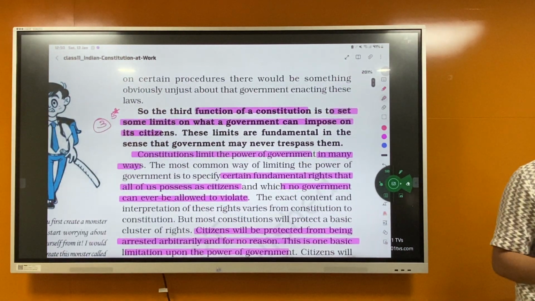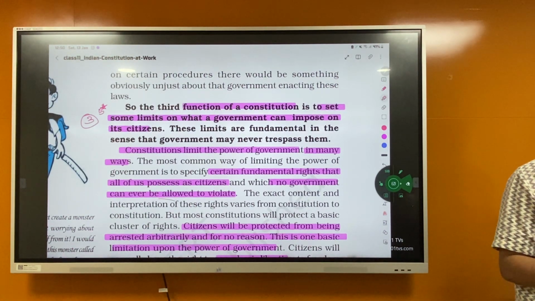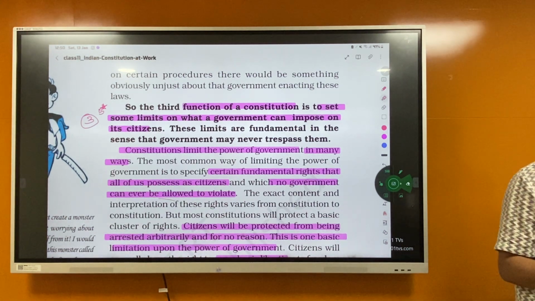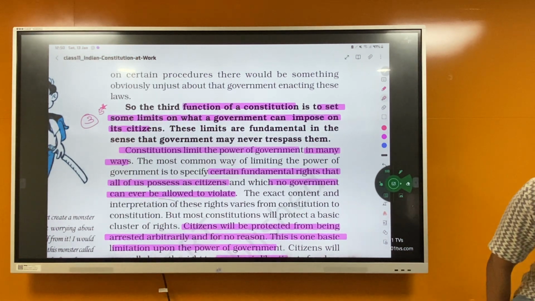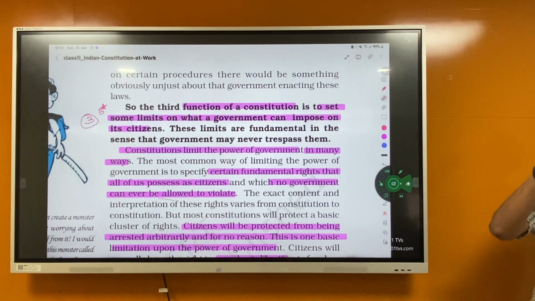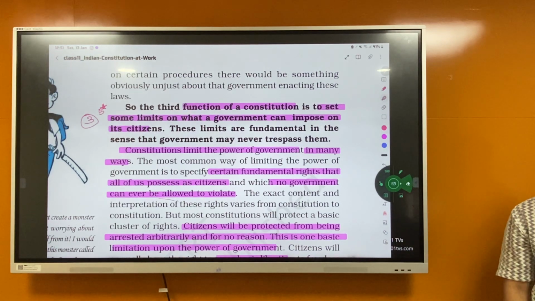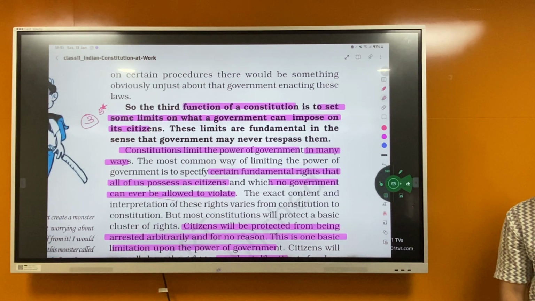Third function. The third function of a constitution is to set some limits on what a government can impose. Okay, you read. The third function of the constitution is to set some limits on what a government can impose on its citizens. These limits are fundamental in the sense that government may never trespass them. Constitutions limit the power of government in many ways. The most common way of limiting power of government is to specify certain fundamental rights that all of us possess as citizens, and which no government can ever be allowed to violate.